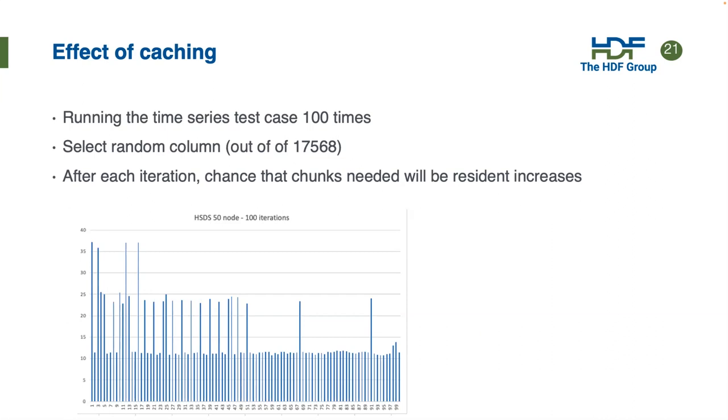And then I ran the same test case for 100 iterations, and I compiled the times. You see here in the first few iterations, the run times were more than 30 seconds. But in the test case, it would randomly select a column for every iteration, so as time progressed, more and more often it would find that the data was already in the chunk cache. You see our average latencies went down to around 20 seconds after a few runs of this.